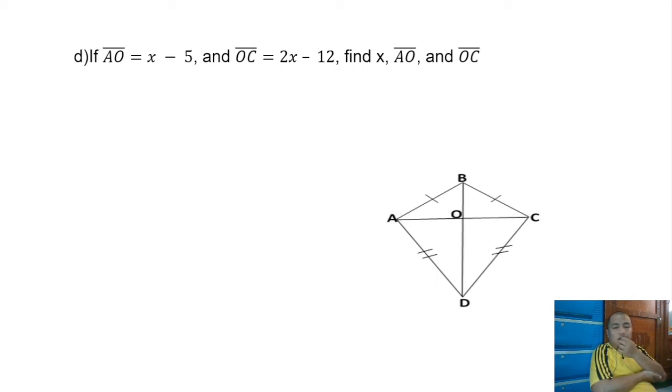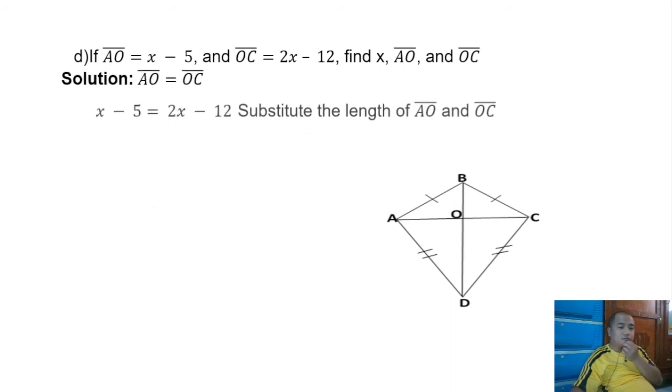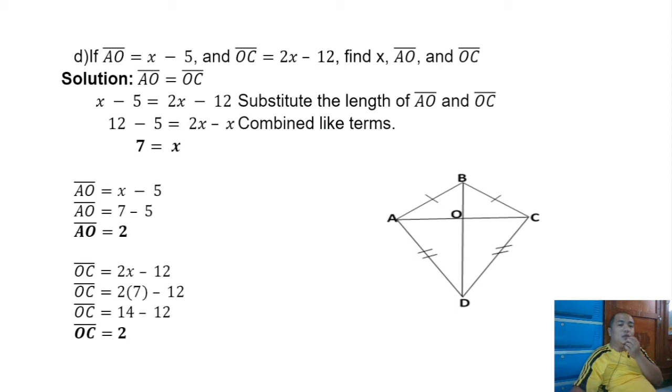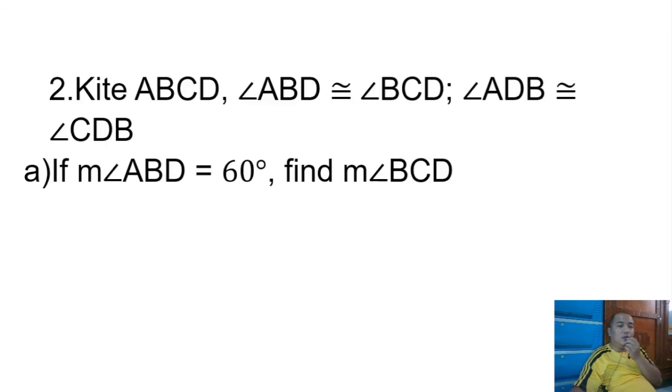That's easy. AO is congruent to OC. That's the solution, so just equate them. x is equal to 7. Therefore, AO is 2, and OC is 14 minus 12, 2 also. So they are equal.